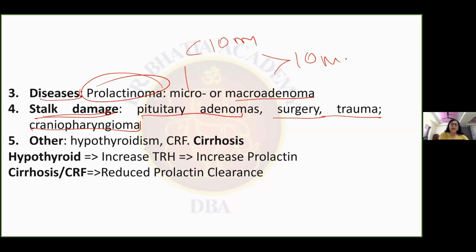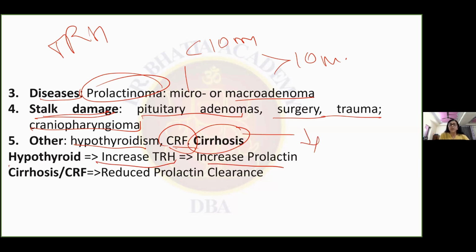Then conditions like hypothyroidism because of the rise in TRH, CRF, and cirrhosis because of the decreased clearance of prolactin peripherally. Hypothyroidism, because of increased TRH, causes increased prolactin. Cirrhosis and CRF, because of the decreased prolactin clearance.